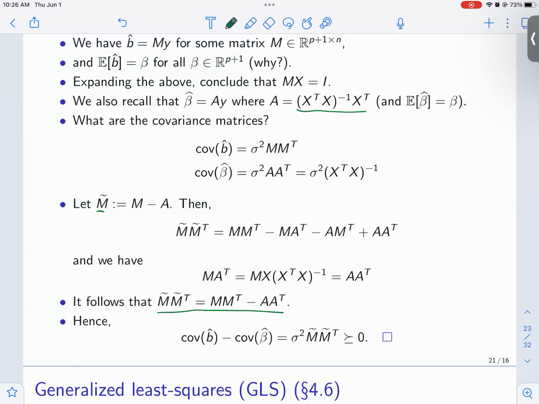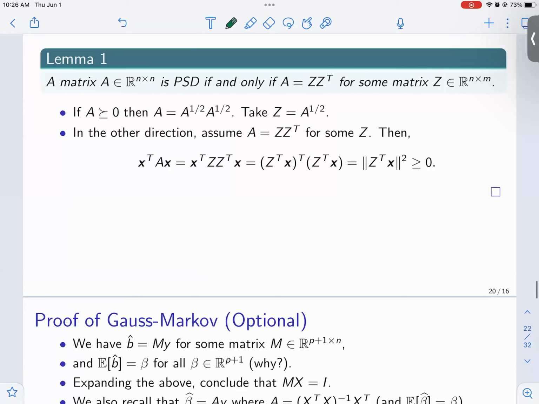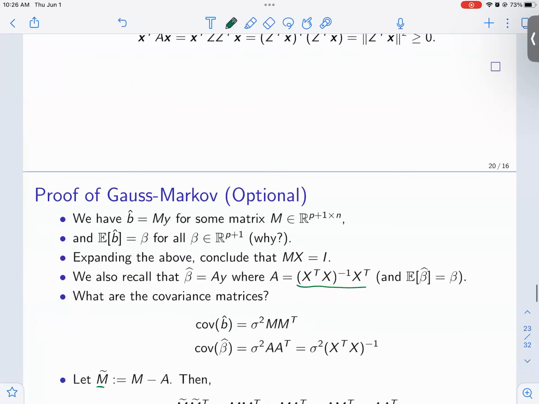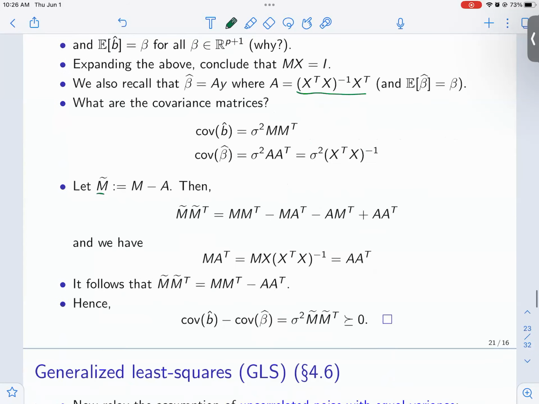So that's the proof. It's just a few lines of algebra plus this fact that any matrix that can be written as Z Z transpose is positive semi-definite. This you can prove easily. And here you're going to use the unbiasedness to conclude that MX is I, and then the rest you can follow. It's a little bit tricky, but it's one page you can go through and try to figure out. Questions?